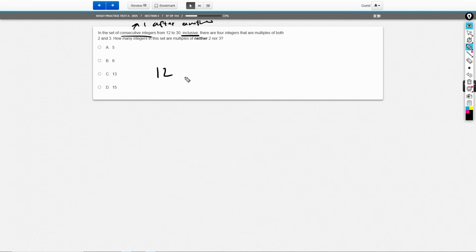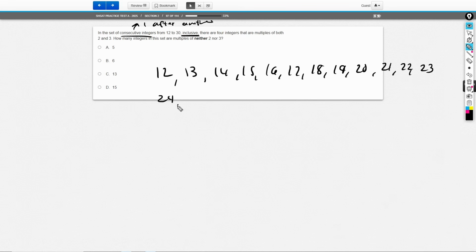And inclusive means this set of numbers includes the start and the end point. So let's draw out these numbers, right? From 12 to 30. Because it's inclusive, it includes 12, 13, 14, 15, 16, 17, 18, 19, 20, 21, 22, 23, 24, 25, 26, 27, 28, and 29. And finally 30 because it's inclusive again. Now, how many are multiples of both 2 and 3? If you're a multiple of 2 and 3, that means that you're divisible by 2 and 3. They want us to know how many of the numbers here are multiples of neither 2 nor 3.